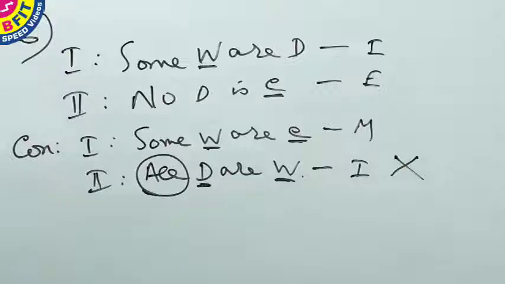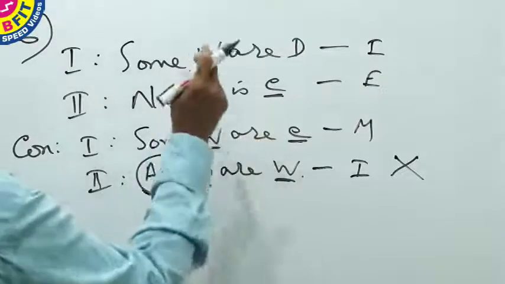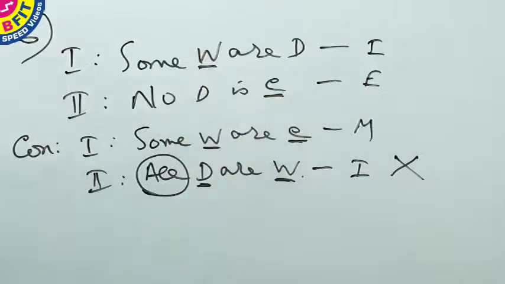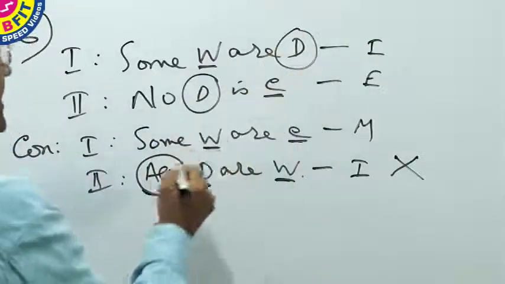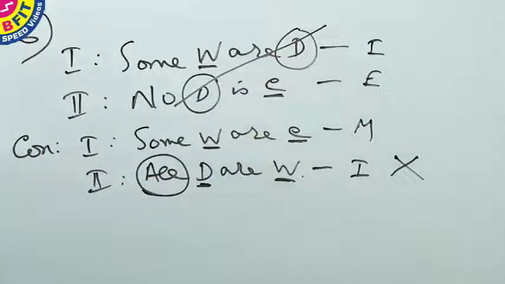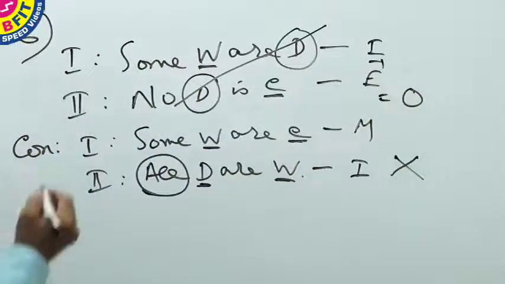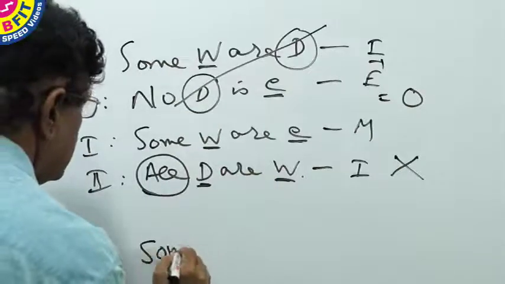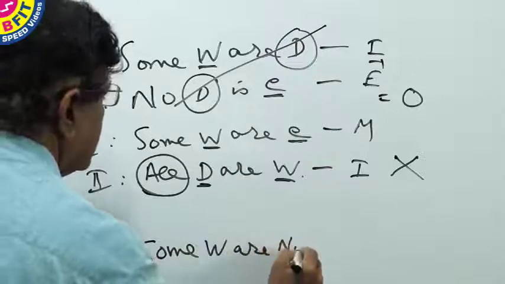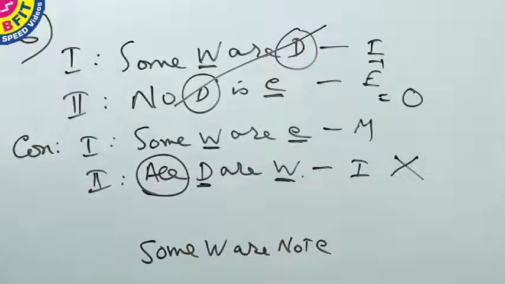Now we have to go to conclusion 1, which is a mediate inference. Some W are C. W is in this statement, C is in this statement. We have to draw mediate inference, which means we should find whether there is a common term. Yes, there is a common term. Is it aligned? Yes, it is aligned. So we can cancel this D. So we can draw some valid inference. What is the valid inference we can draw according to table 6? I eat onions, I plus E is equal to O. The valid inference you can draw is some W are not C. That is the valid inference we can draw.